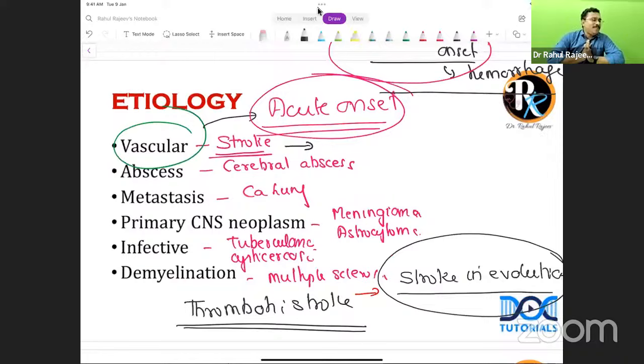But there is one problem here. It is not a wake up stroke. You look at the history. Did I say it is a wake up stroke? When he woke up at 6 a.m., he was completely normal. No. So in etiology, tell me, there is one more point.